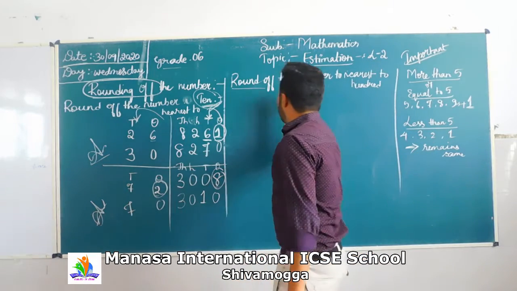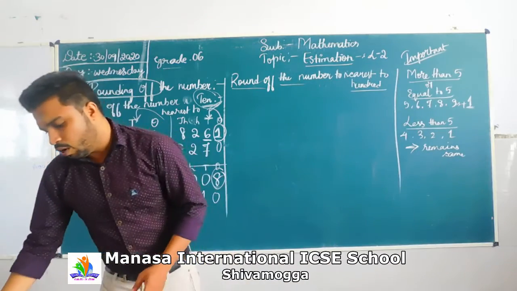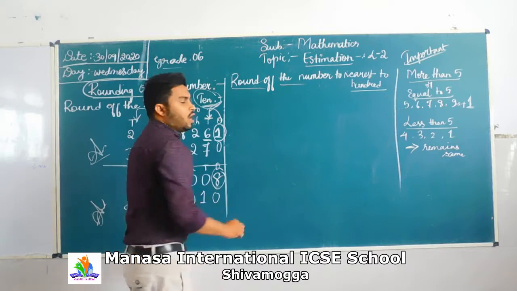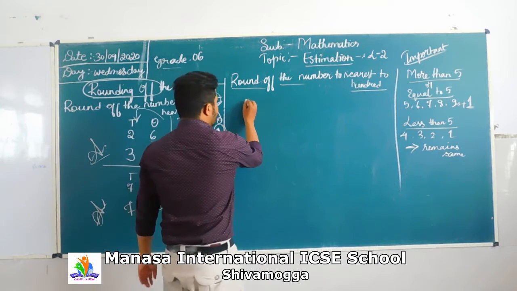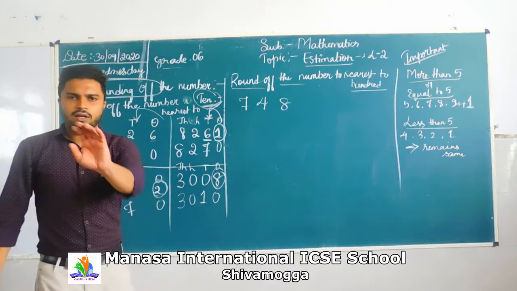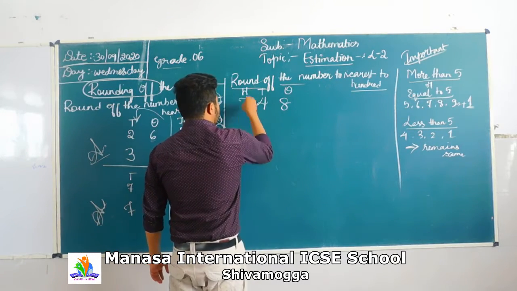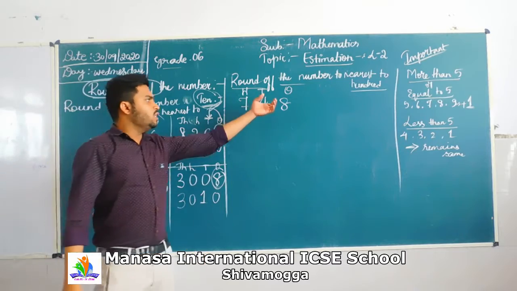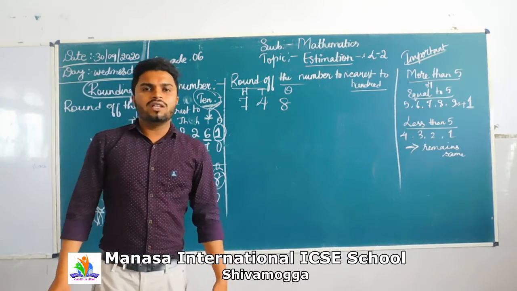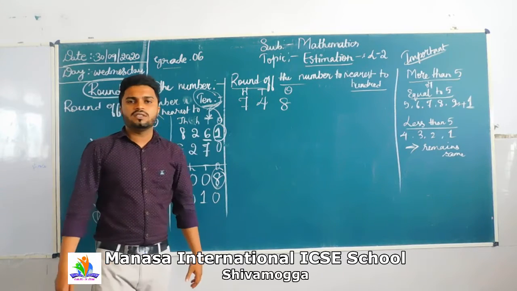That is, round off the number to the nearest 100. You are going to write the number nearest to 100. I have given you the problem here: 7, 4, 8. Then mark it out in terms of ones, tens, 100. Ones, tens, and 100. Mark it out like that. So, in the ones place, what do you have? 8. In the tens place it is 4, in the hundreds place it is 7.